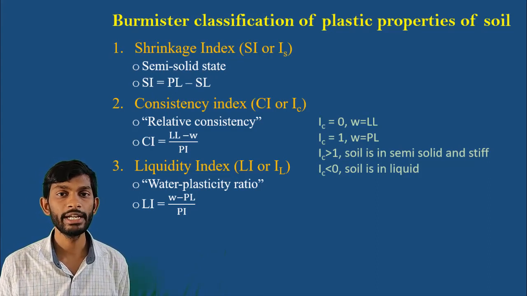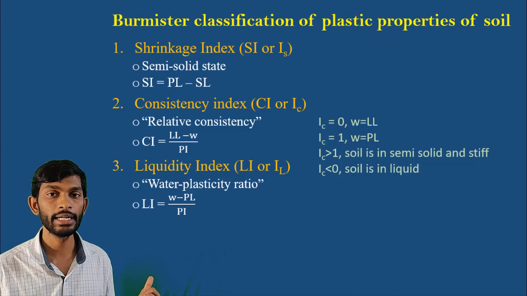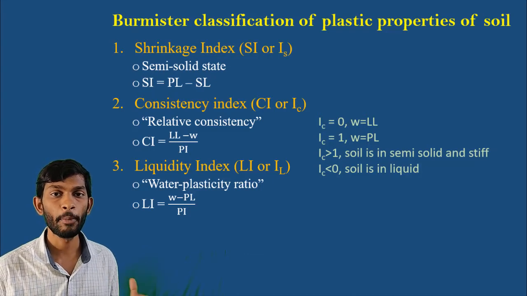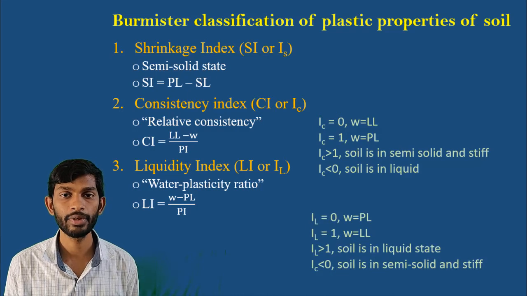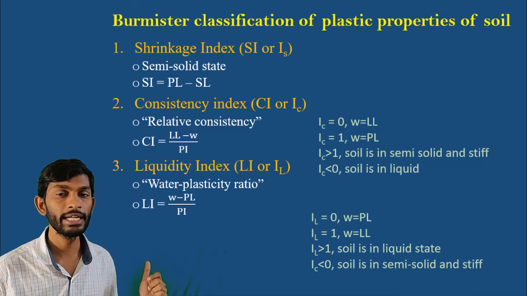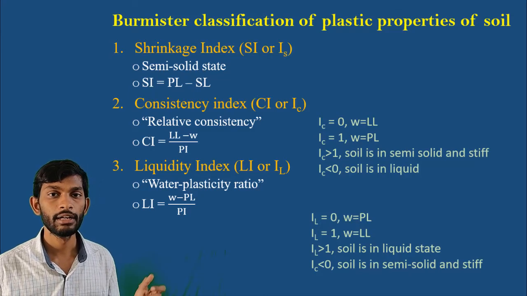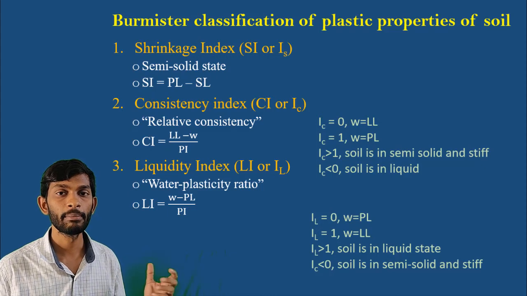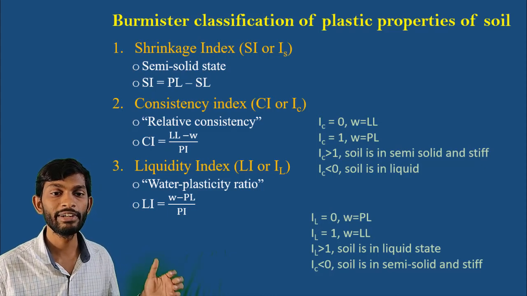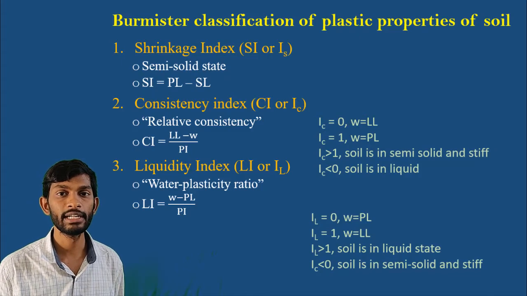The liquidity index can be defined as the difference between the water content and plastic limit, upon plasticity index. This liquidity index is again classified into various types. When the liquidity index is 0, the water content is said to be in plastic limit state. When the liquidity index is equal to 1, the water content is in liquid limit state.